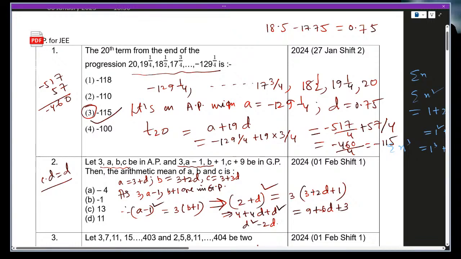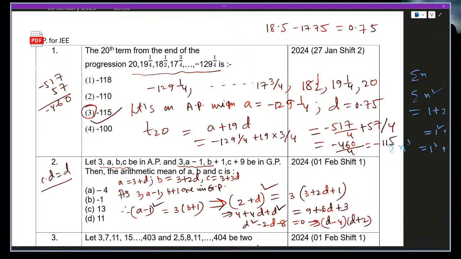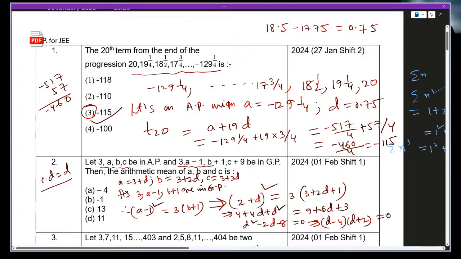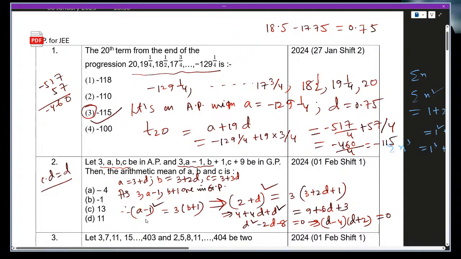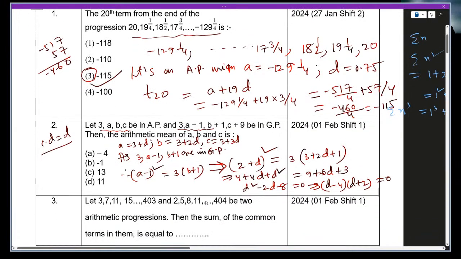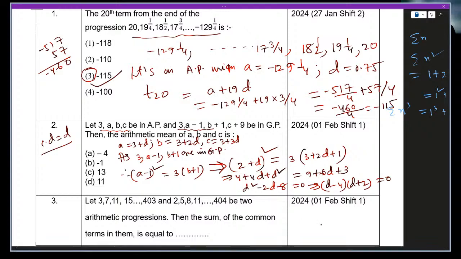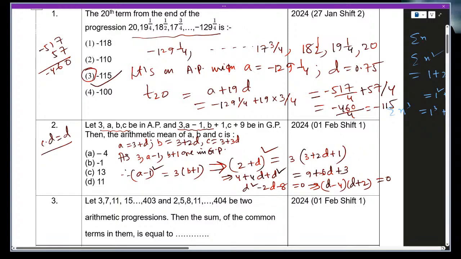D square minus 2D. So what does this imply? D minus 4 and D plus 2 equal 0. D cannot be negative, can it? Check once. Can be negative also. D can be 4. So with these two solutions, let us check.